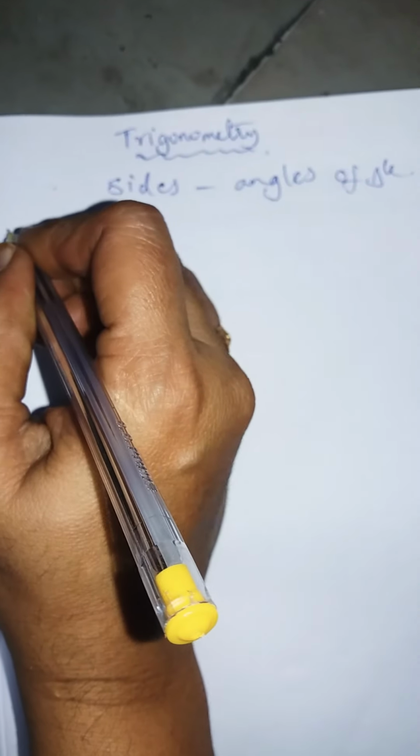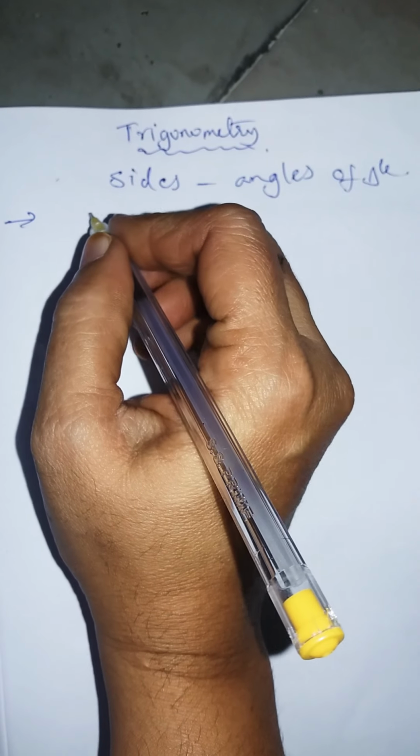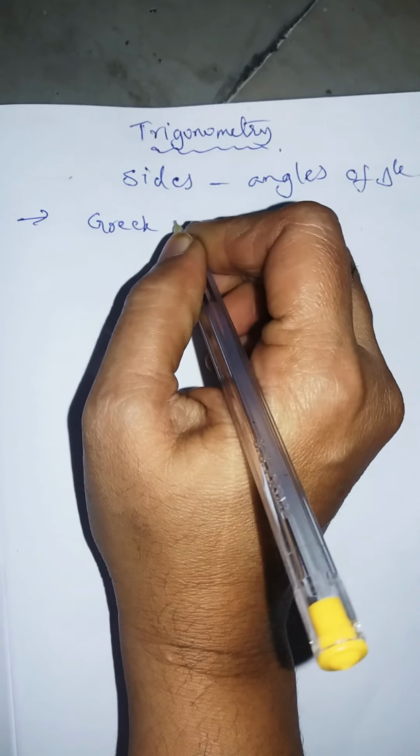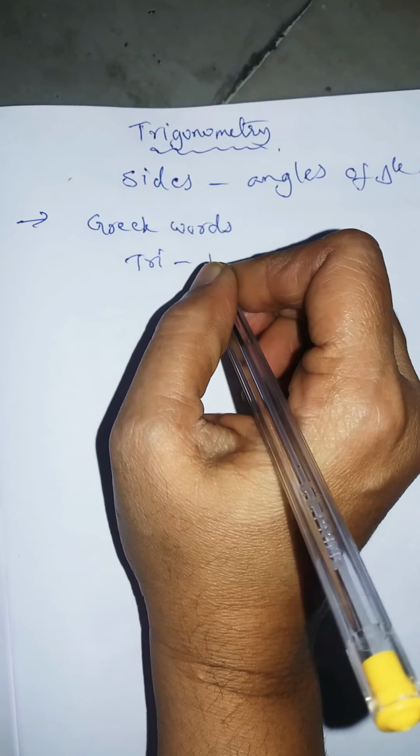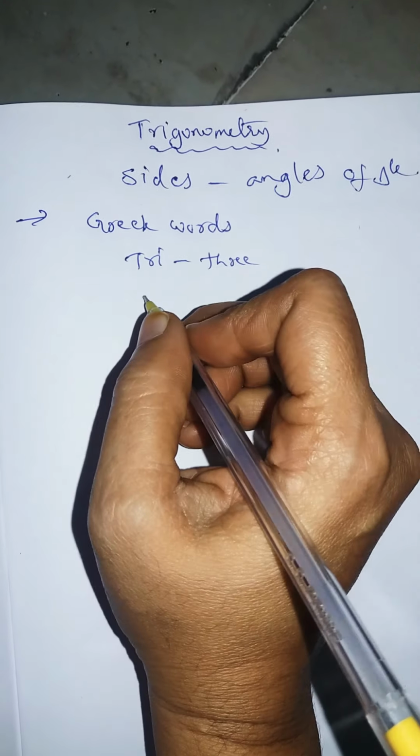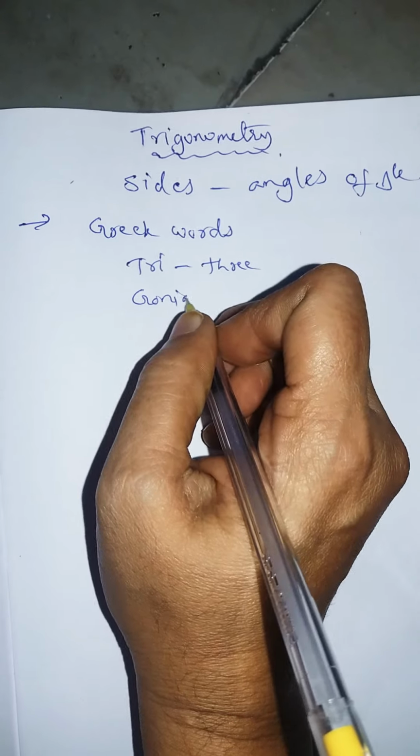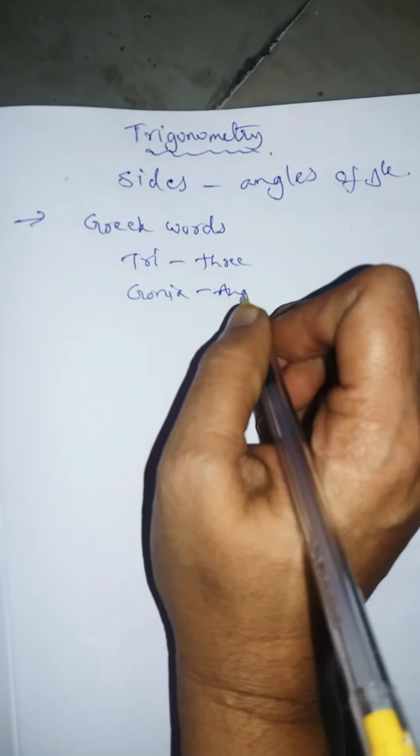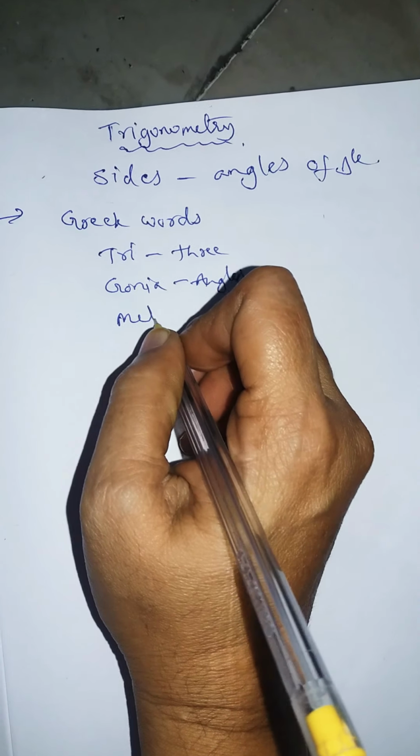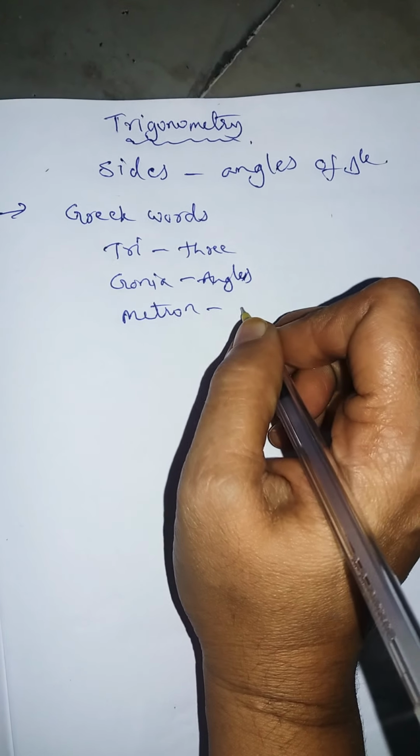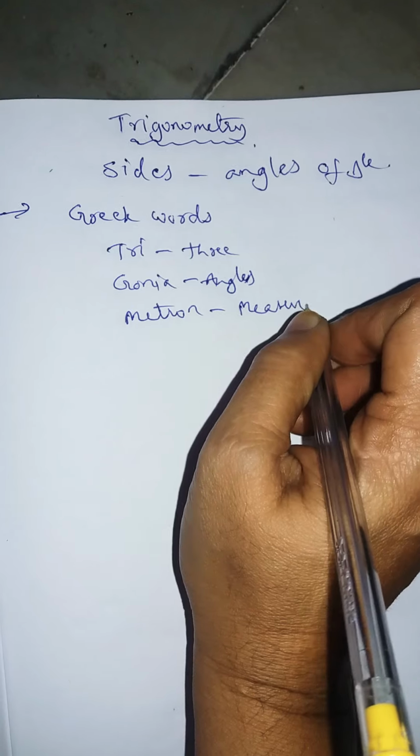Trigonometry is a word derived from Greek words. Tri means three. Gonia means angles. Metron means measures. Therefore, the measure of three angles of a triangle is trigonometry.